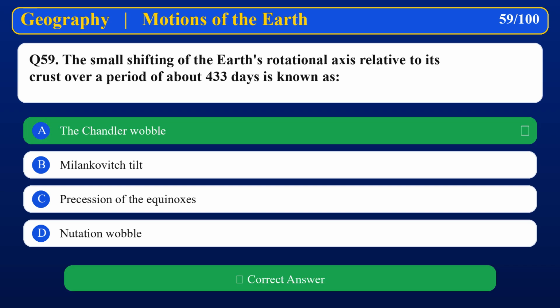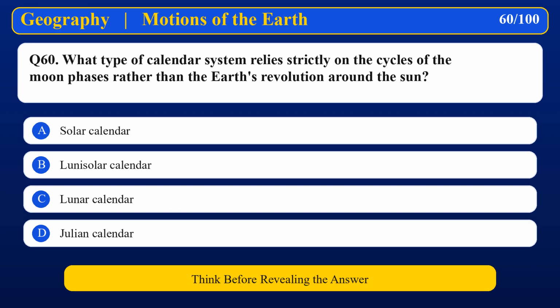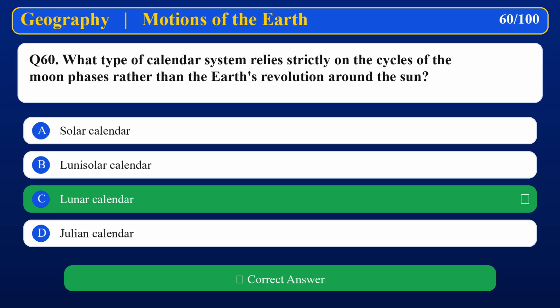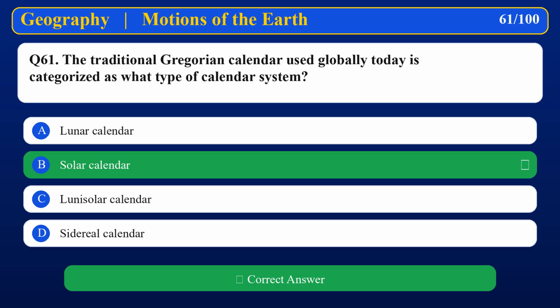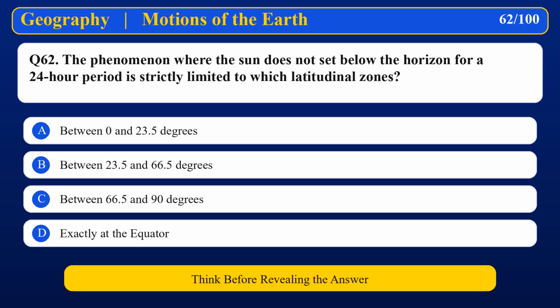the Chandler wobble. What type of calendar system relies strictly on the cycles of the moon phases rather than the Earth's revolution around the Sun? Lunar calendar. The traditional Gregorian calendar used globally today is categorized as what type of calendar system? Solar calendar.